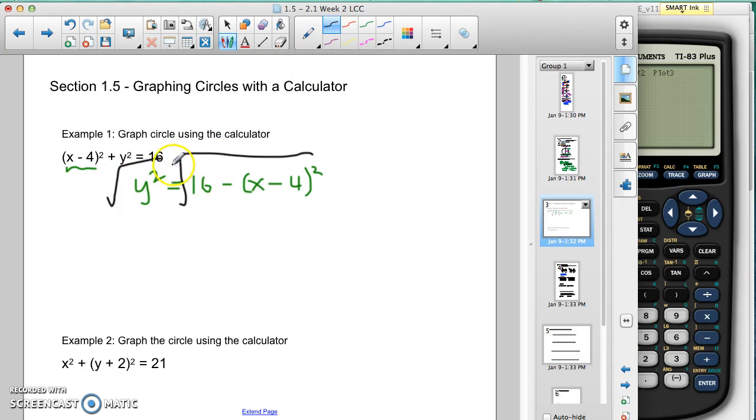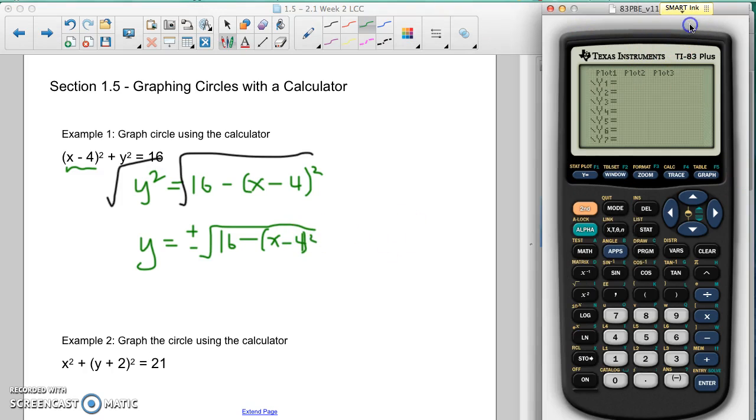So we're going to take the square root of this side and the square root of this side. Now when we do that, remember, with a square root we have to have a plus and minus symbol. So that's why we're going to graph two different graphs on this graphing calculator. So we're going to get y equals plus and minus the square root of 16 minus x minus 4 squared.